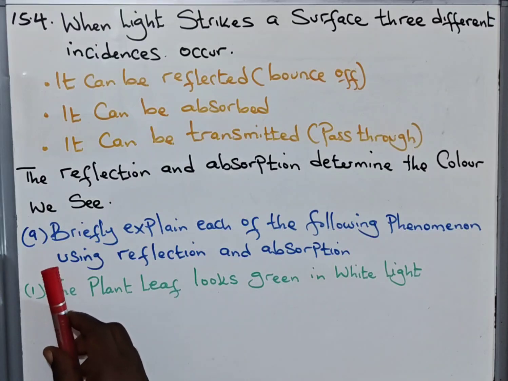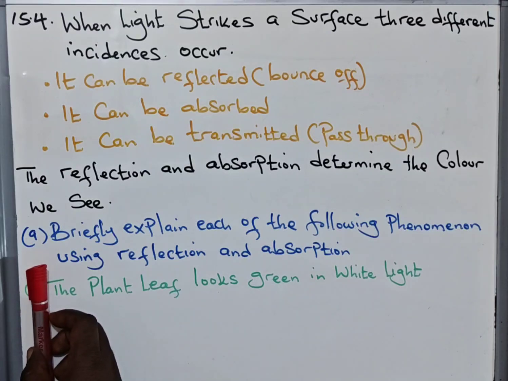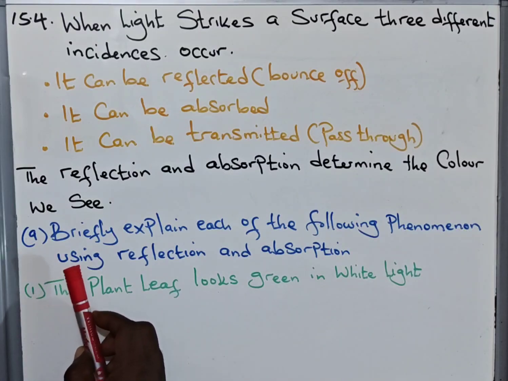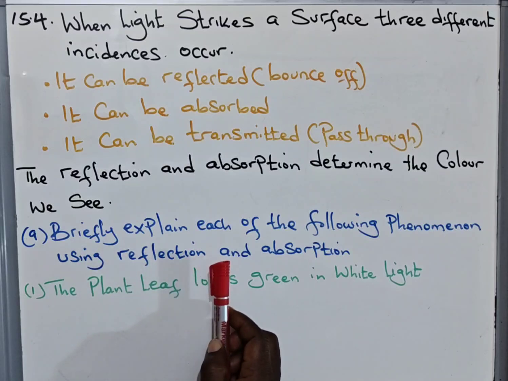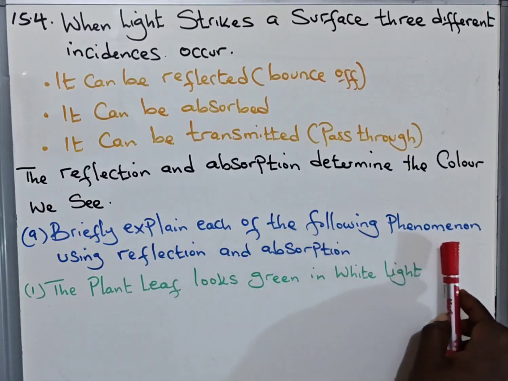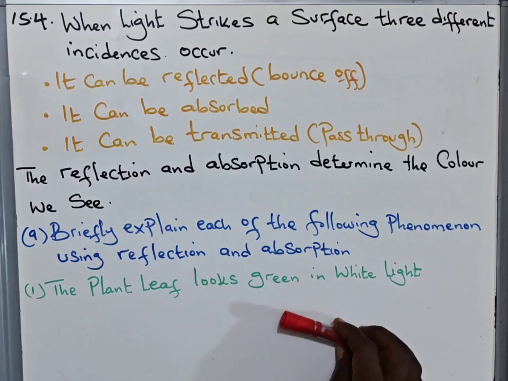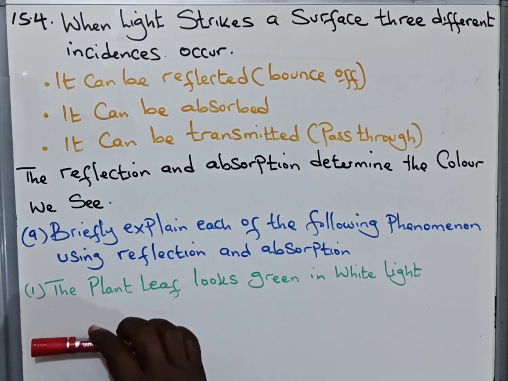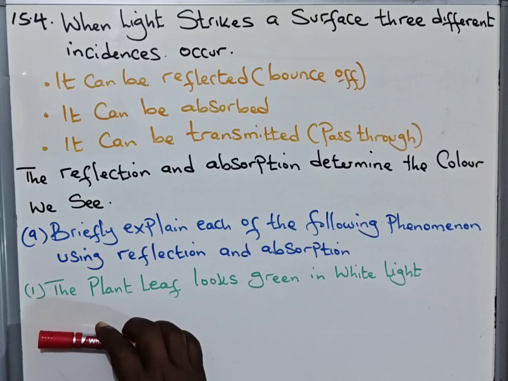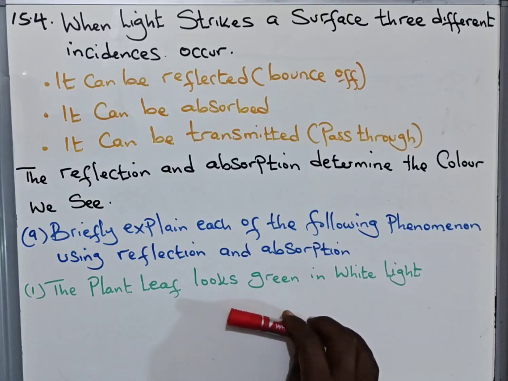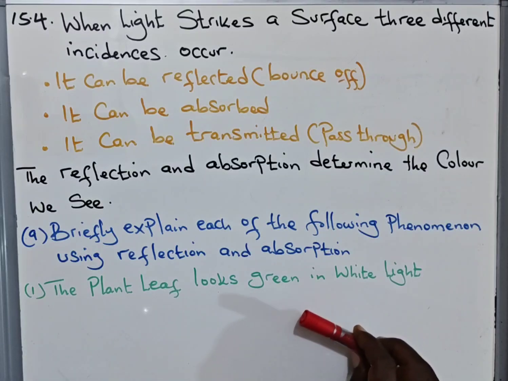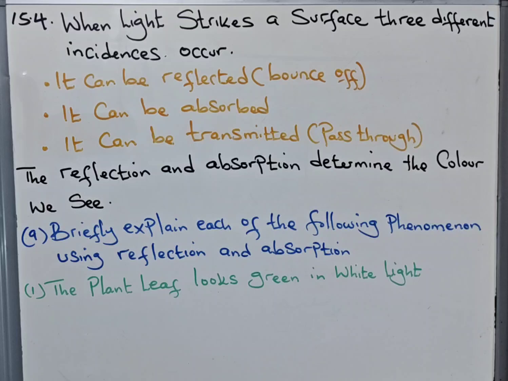And then we come to this question. It says, briefly explain each of the following phenomena using reflection and absorption. The first one: the plant leaf looks green in white light. What does that mean in terms of reflection and absorption?